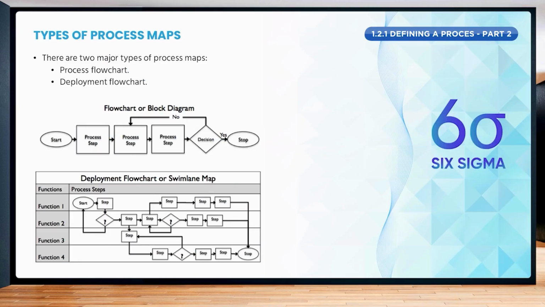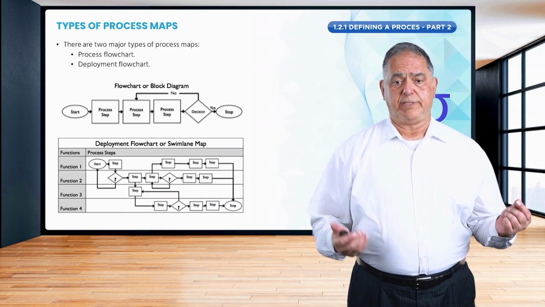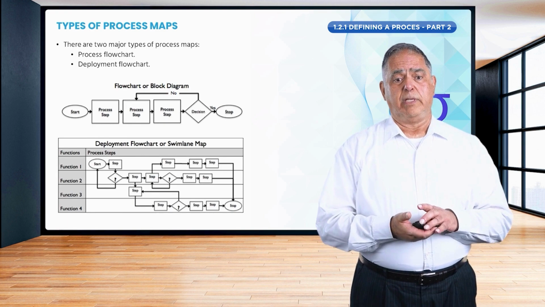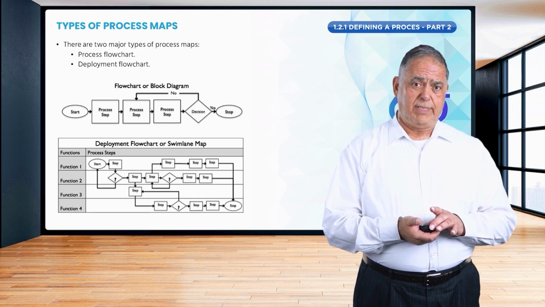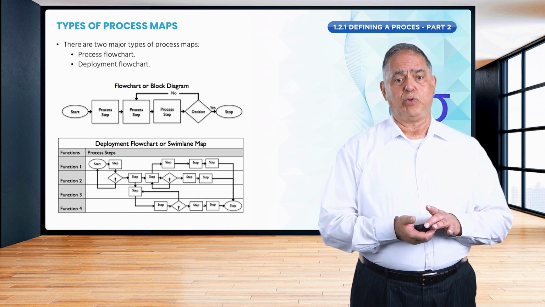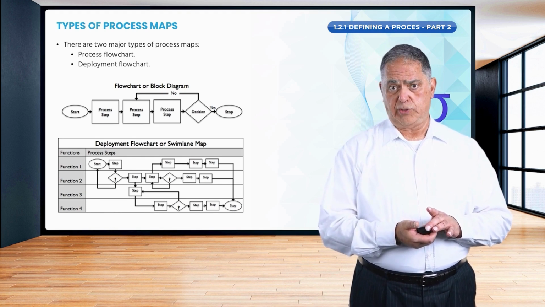Regarding the types of process maps, usually we have 2 broad types. One is known as the process flow chart, and the other is known as the deployment flow chart. Now, process flow charts illustrate where the process starts, where the process stops, and all the tasks, activities, and decisions between start and finish, but do not have any indication about who carries out each of the tasks and who makes the decisions.